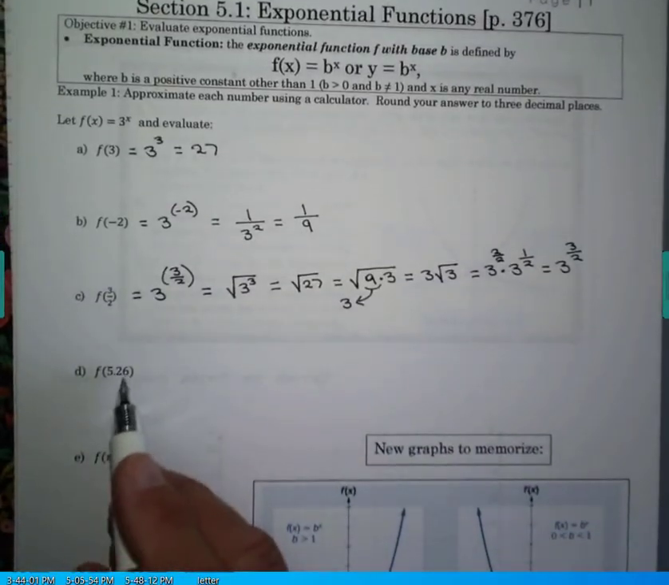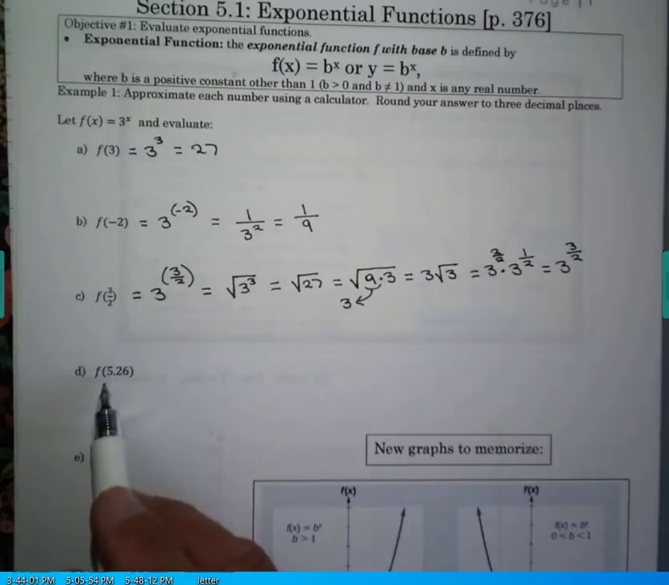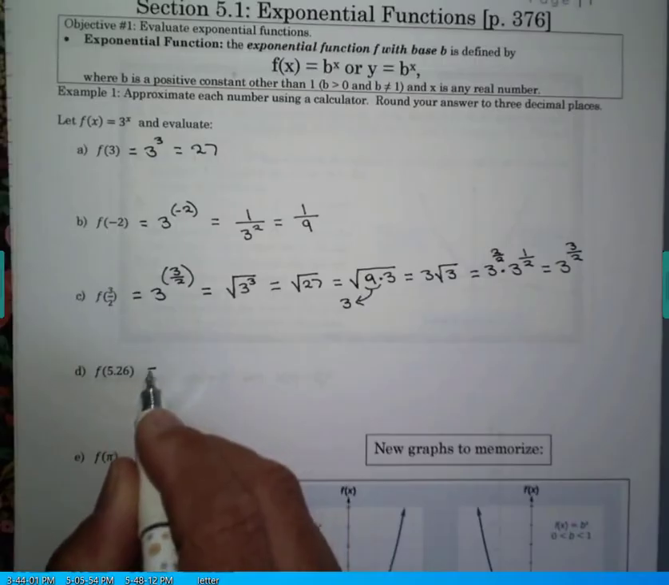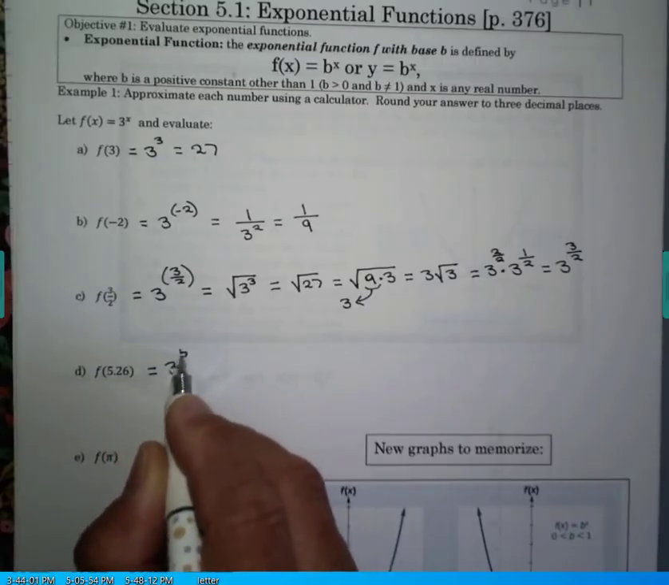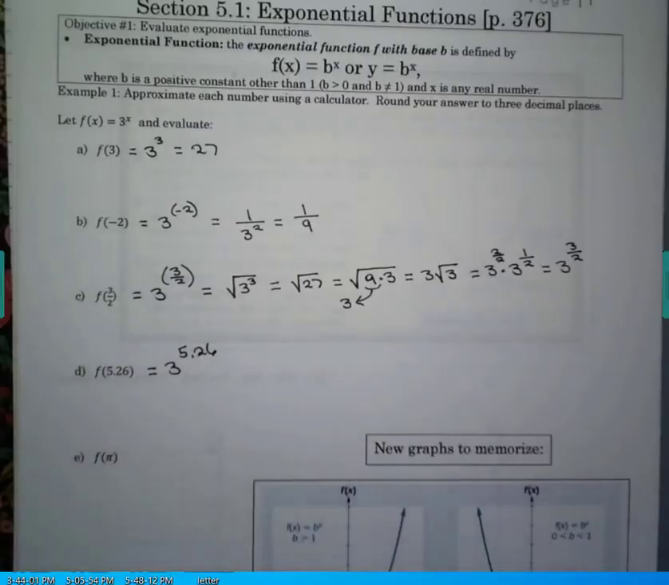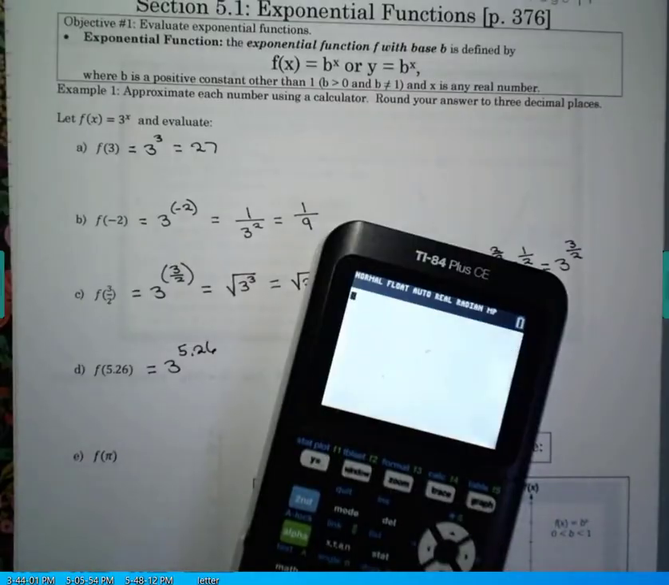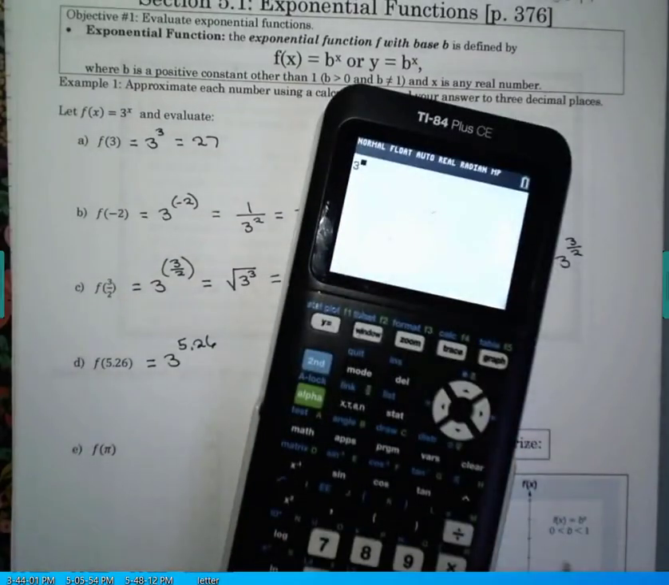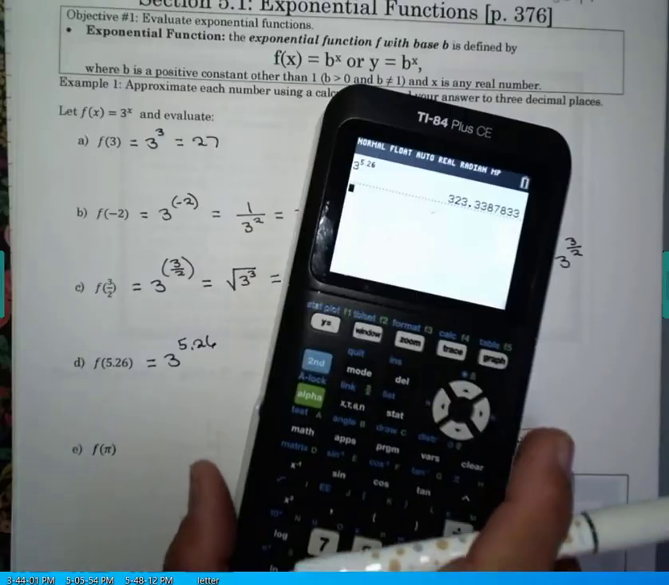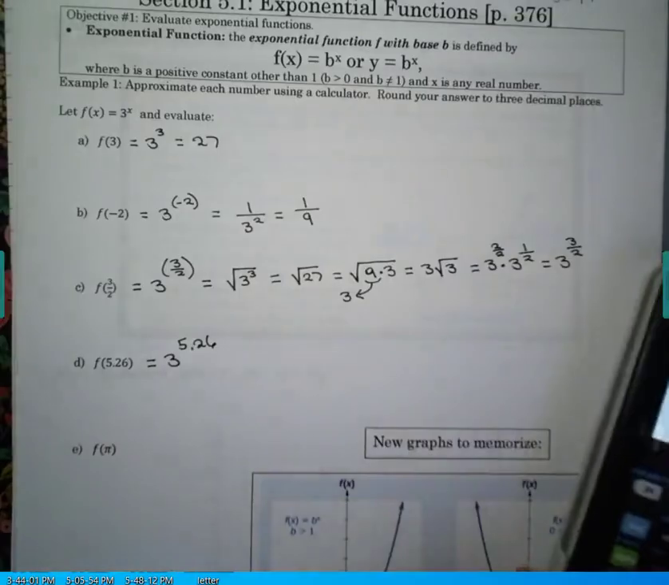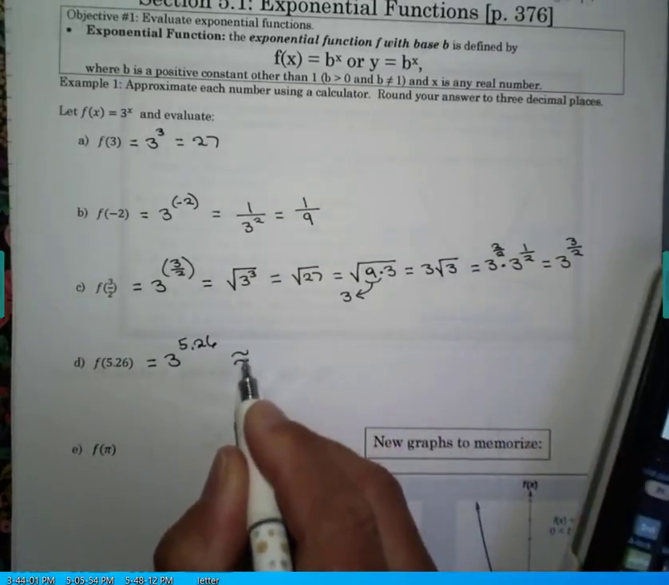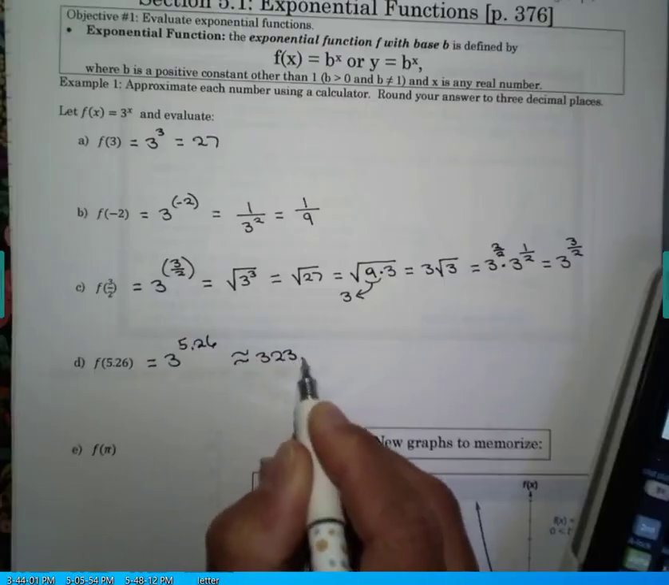All right, let's look at what we have when we have a decimal. Well, really, this is not too difficult for us to see. We would just replace our x with 5.26, and then it's probably going to be time to go to your calculator and see what it gives you for that. I'm going to say this is 3, and I'm going to put my little caret sign, you know where this one is, that says raise it to a power, and the power is 5.26. And then I'm going to resolve that, and I get, let's just go to 3 decimals, 323.339. So this is going to be approximately 323.339.